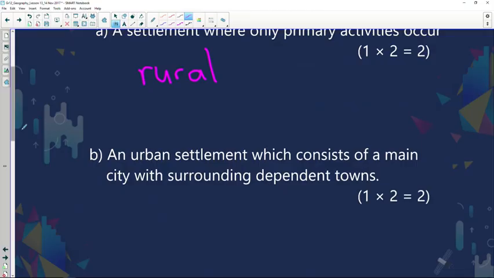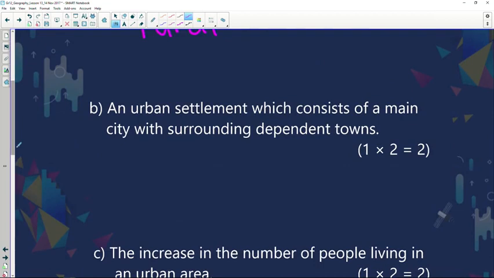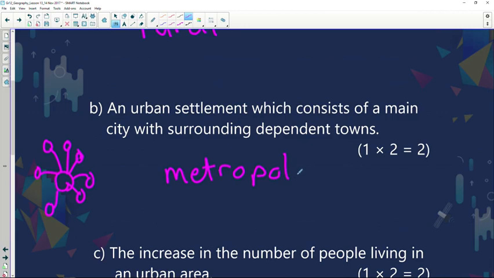Now, an urban settlement which consists of a main city with surrounding dependent towns. For instance, Cape Town is the example. There's Cape Town, there's Paarl, Stellenbosch, Franschhoek, many surrounding towns. It's like a central place, a city, and that is known as a metropolis.